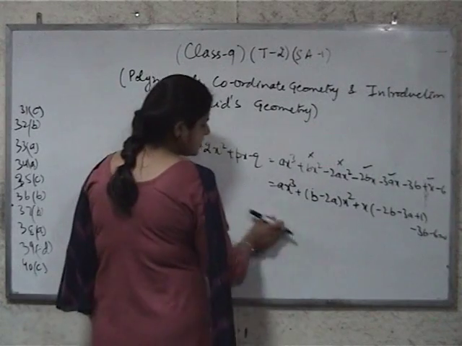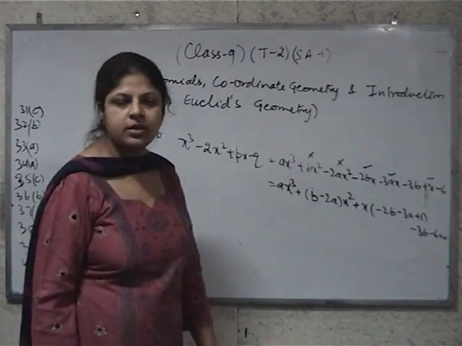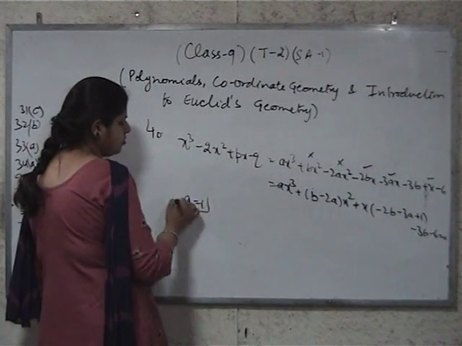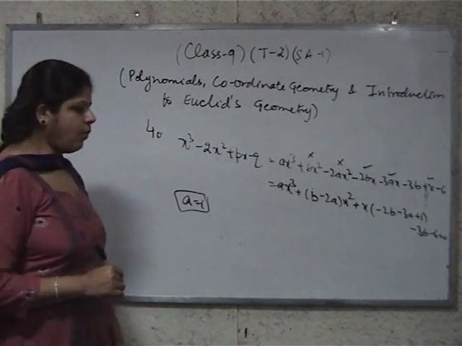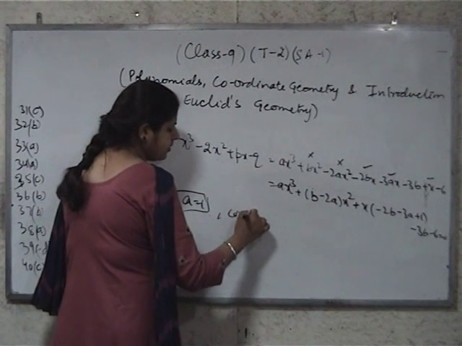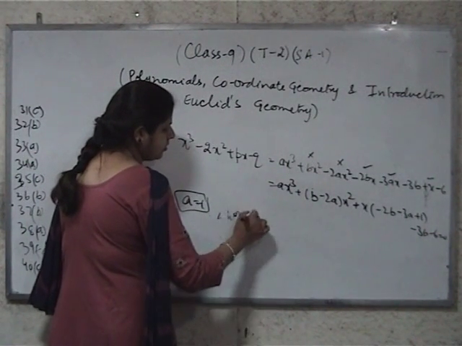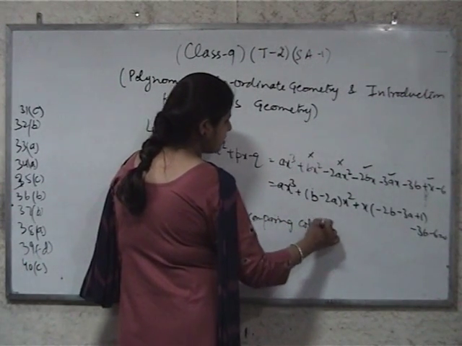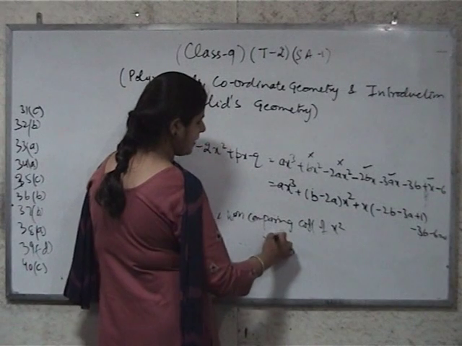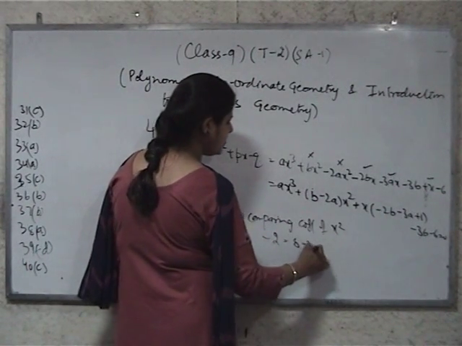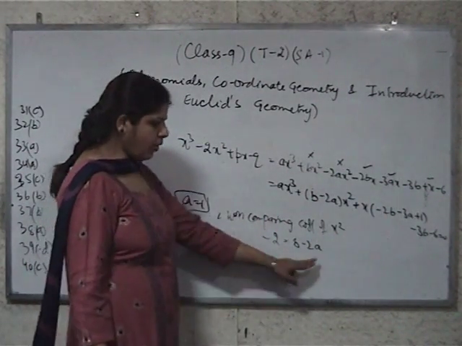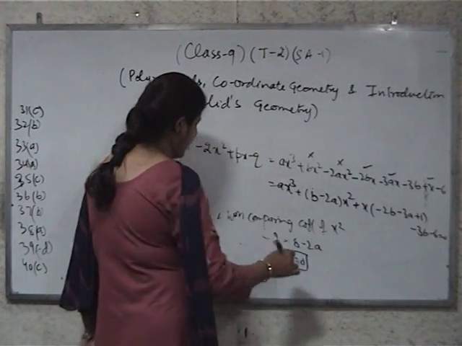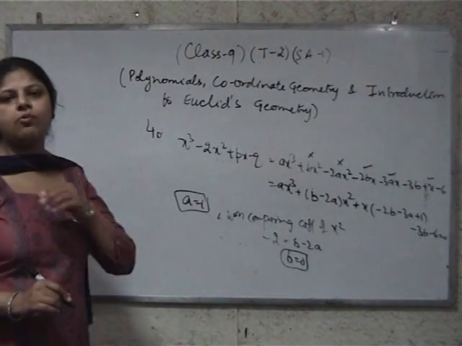Now, both sides are polynomials of degree 3. They are going to be the same when their coefficients are alike. It means the coefficient of x cube here is a, here it is 1, so it gives me the value of a as 1. Now on comparing the coefficient of x square, from here minus 2 and from here b minus 2a. a is 1, so b becomes 0. So I get a and b both.